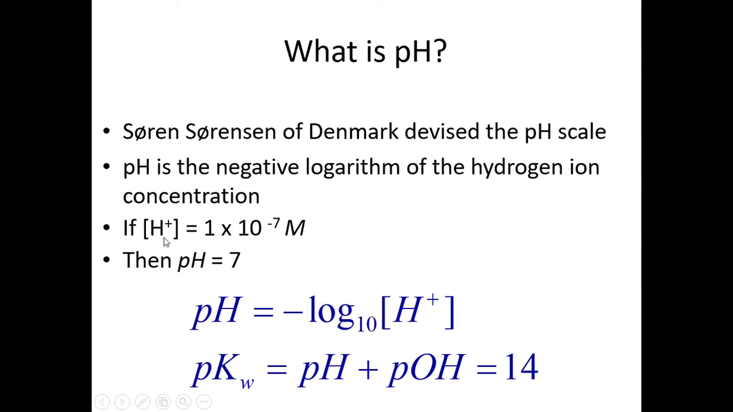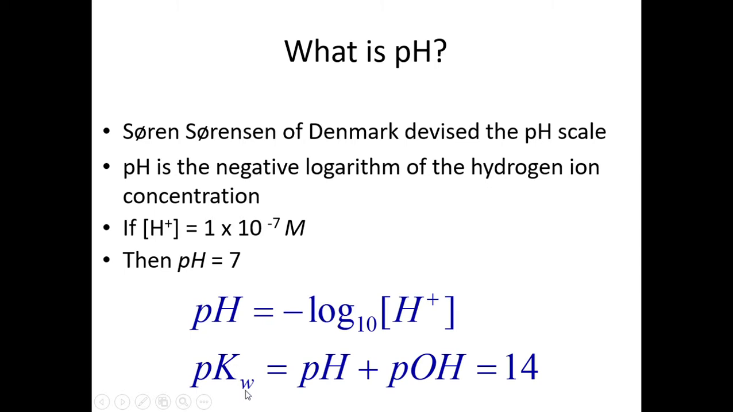If hydrogen ion concentration is 1 times 10 to the negative 7 molar, then the pH is 7. As long as we have a 1 here, we can assume that the exponent will give us the pH. Once this number changes above or below 1, we have to use this formula or equation to calculate pH.